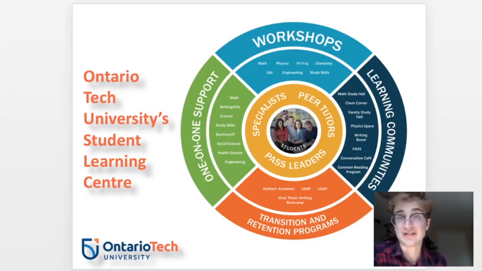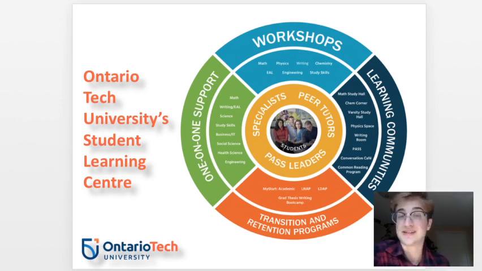Next, there is transition and retention programs, such as My Start Academic, LNAP and LDAP, which are Long Night and Long Day Against Procrastination, and the Grad Thesis Writing Bootcamp. These services are designed to help students who are coming to university for the first time or maybe struggling in their program. And finally, we have one-on-one support.